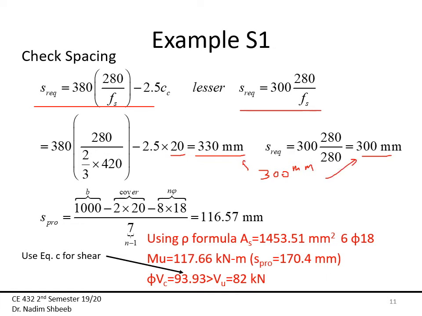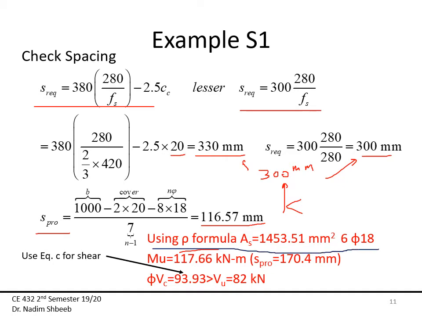Okay, now the provided S, which I have, based on the design, my width is 1,000 millimeters minus cover 20 from both sides minus the number of phi, which is 8 times 15 divided by n minus 1. So the provided is 116, which again is less than 300, then that's fine. Again, I did not like the ultimate moment. I thought it was more than 10%. So I used the raw formula, the one that I gave you in the flexure part.